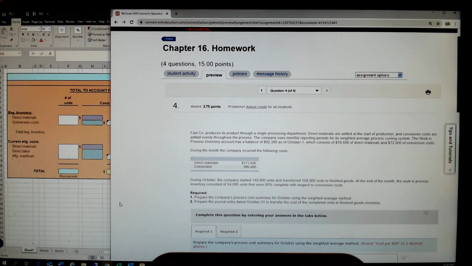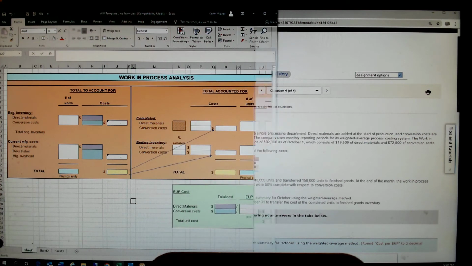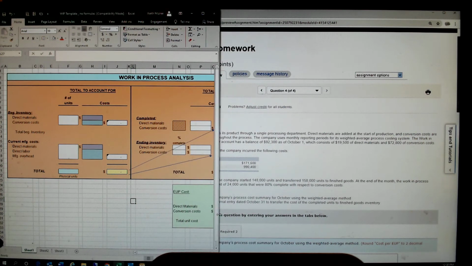Work in process inventory has a balance of 92,300 as of October 1st, which consisted of 19,500 of direct materials and 72,800 of conversion costs. You know what I'm going to do? I'm going to drop some numbers in. I need those, don't I? It said work in process had a beginning inventory on October 1st, had a total account balance of 92,300. That's this guy right here.